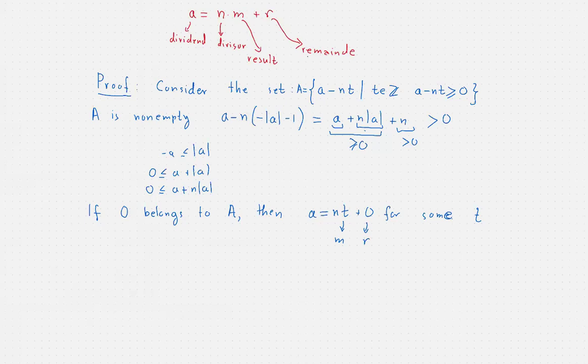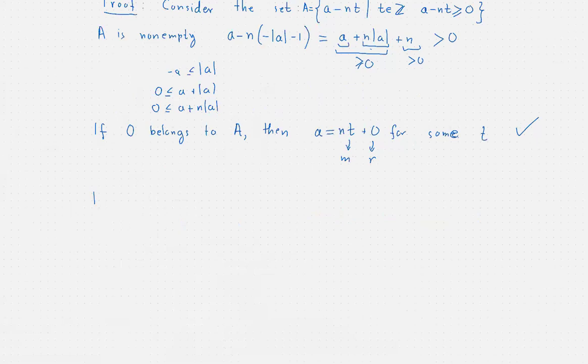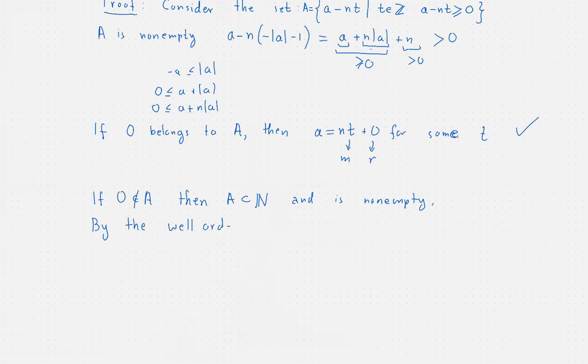If 0 does not belong to A, then A is a subset of the natural numbers, and it's non-empty. This is where the fact that it contains positive numbers that we showed before kicks in. So by the well-ordering axiom, it has a least element.